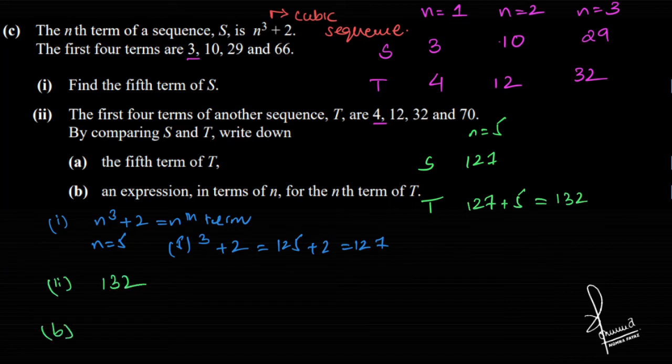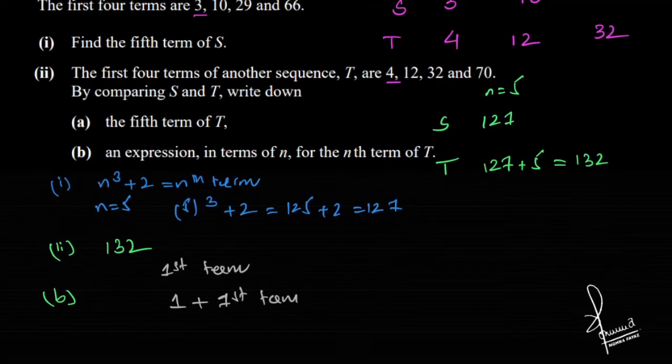In the last part they are asking you to calculate the expression in terms of n for the nth term of T. Now how is the nth term of T coming, how are the terms of T coming? You are basically adding the term number, which is n, to the nth term itself. For example, let me write it down. In the first term you were adding 1 to the first term, which we had as 3. So you were adding 1 to 3 to get 4.